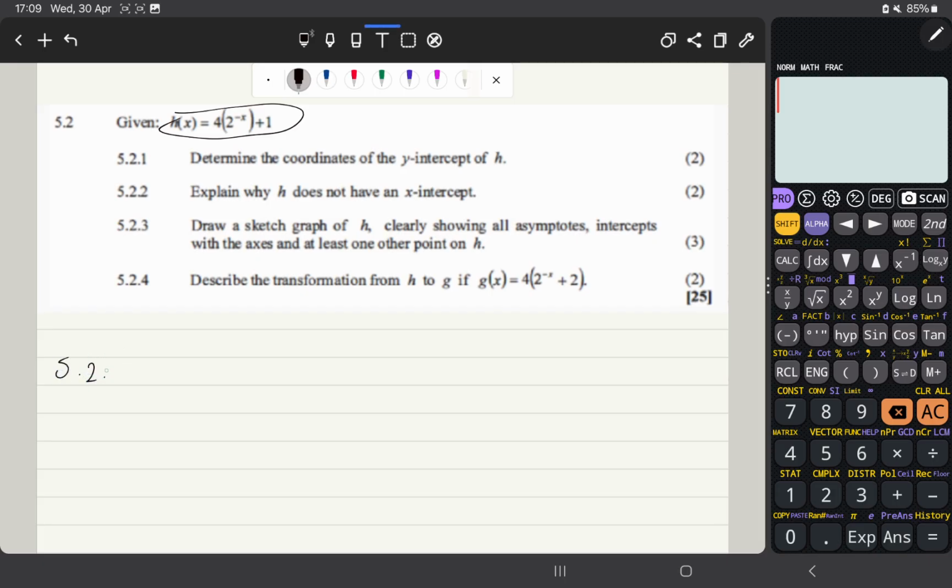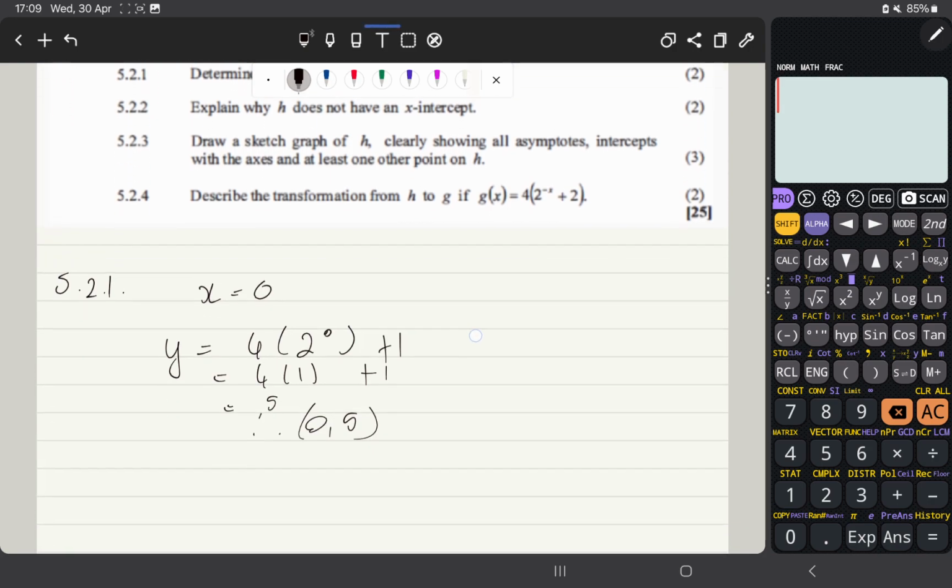So, 5.2.1. Determine the coordinates of the y-intercept. For the y-intercept, x equals 0. So that means y equals 4 multiplied by 2 to the power of negative 0, which is 0 here, plus 1. That is 4 times 1 plus 1, which is 5. So you have (0, 5). That is the value of your y-intercept.